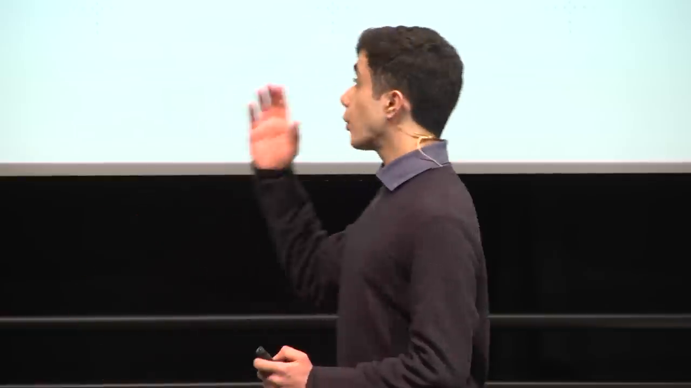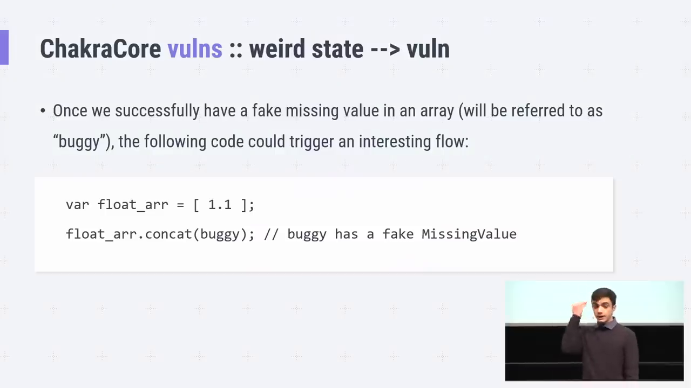So in Lockheart's case, they got the array flags to be mismatched with the content of the array, and they called concat. Now, the way concat was called was that we make a fake array, let's call it buggy, and the buggy array has a fake missing value in it, but the flag that indicates if there are any missing values is not set to true. So we set this fake array, and we call concat with it.